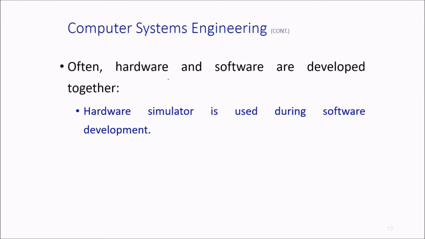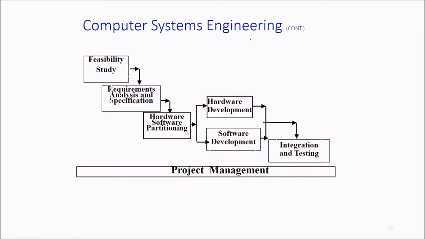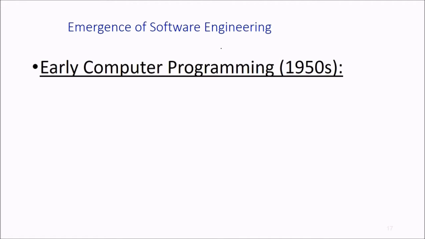So what happens? Hardware and software are developed together. A hardware simulator is used during our software development, and then we integrate hardware and software. We combine them, and then we perform system level testing on this. As far as computer systems engineering is concerned, we have a feasibility study, then requirements analysis, and then specification, then hardware software partitioning, which gives rise to hardware development and software development in separate sessions. Then we combine them, and finally we perform integration and testing, along with project management.